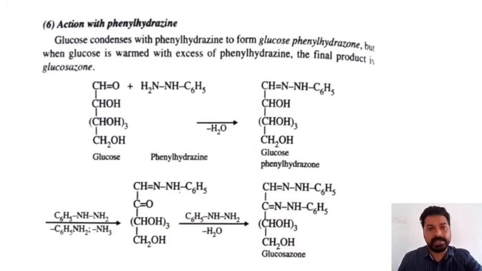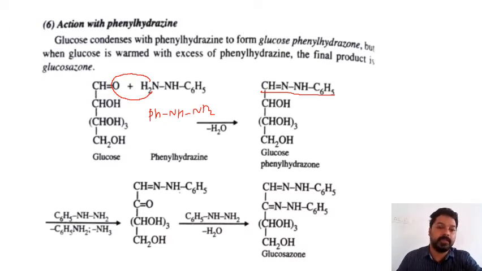Another reaction is the reaction with hydrazines. Glucose can react with phenylhydrazine, C6H5NHNH2. Simply, a water molecule is eliminated to get the corresponding hydrazone. There is a change only with respect to the aldehyde functional group, so you get glucose phenylhydrazone.